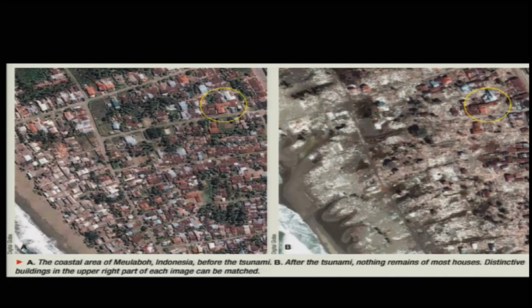If you look at these two photographs from Indonesia, photograph A on the left is before and B is after. You can correlate these two houses which are left out here, but all the rest got destroyed and wiped off. So, the inundation maps which we prepare take into consideration the run up heights from different tsunamis, or the lessons we learn from past tsunamis.